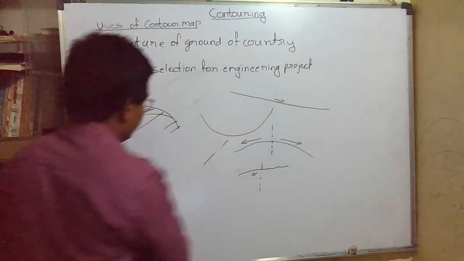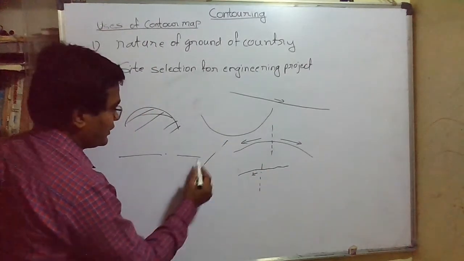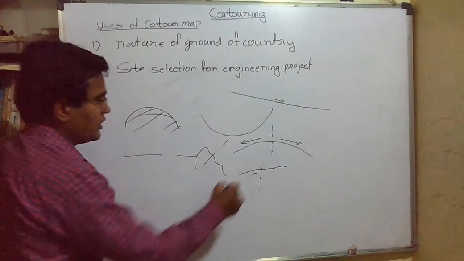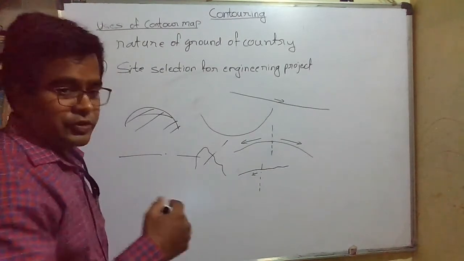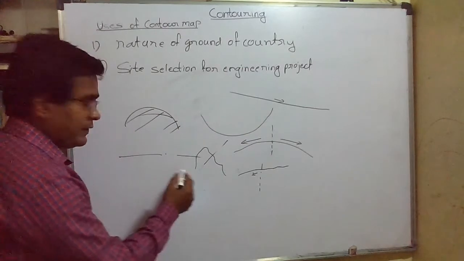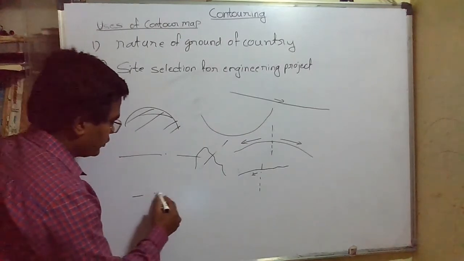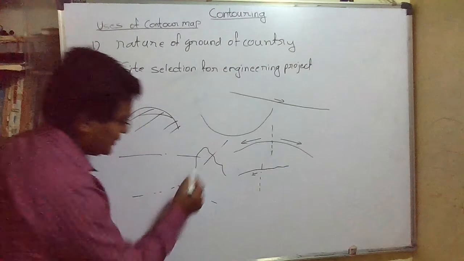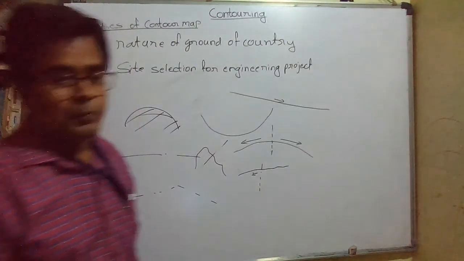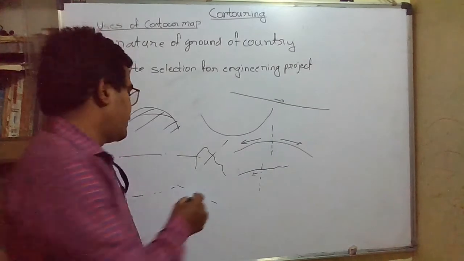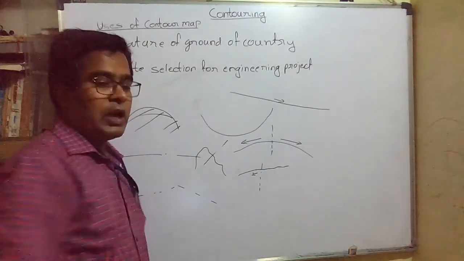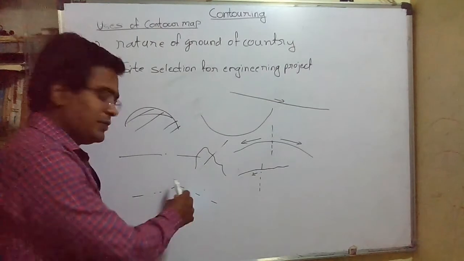Suppose we have selected the alignment of a road, like this center line, and there is a hill coming in between. If the construction cost is increasing, we can select an alternate alignment for the road so that we can bypass such hills or any valley, or if there is a city situated in between the highway, we can easily bypass that also.